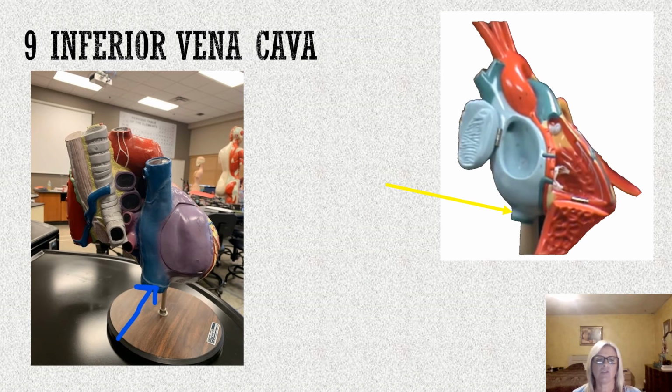Unfortunately, these models don't do justice to the inferior vena cava. It's really short and stumpy and kind of hard to see, but you can see a little bit of it here looking at the back. So again, this is carrying deoxygenated blood from the lower body into the atrium.